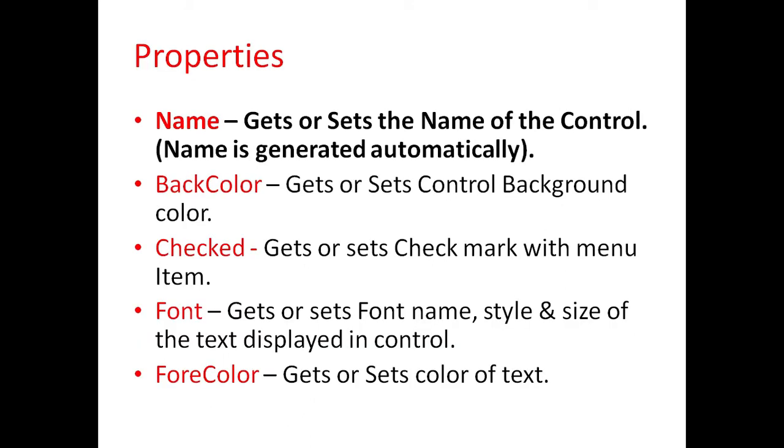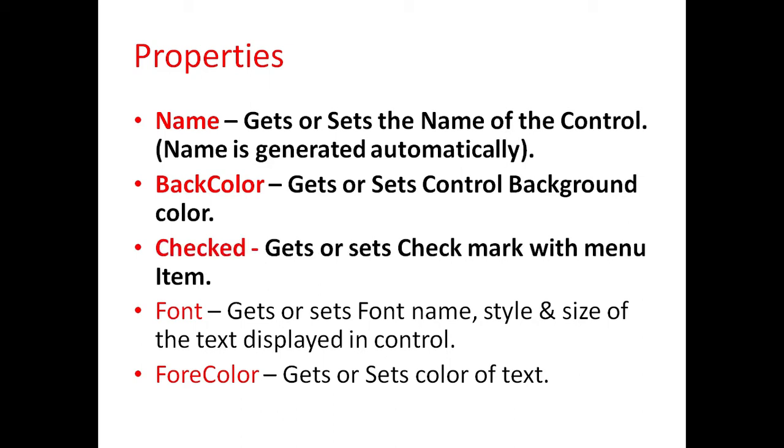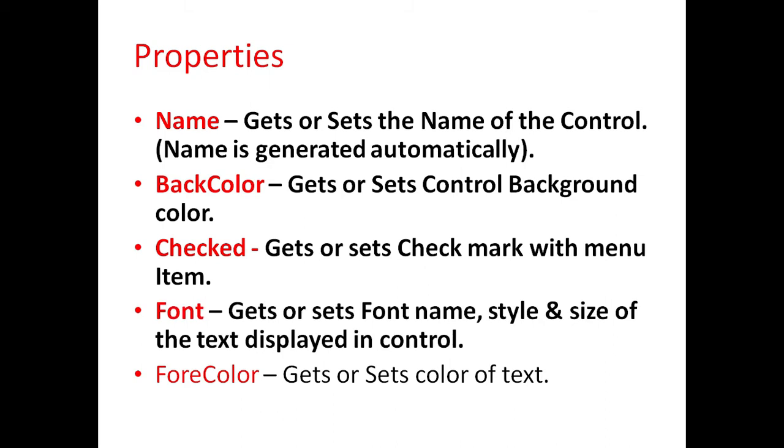Different properties for menu items are: first is name, which is used to get or set the name of the control. Name for the menu item is generated automatically. Back color property is used to get or set the control's background color. Check property is used to get or set checkmark with the menu item. Font property is used to get or set the font name, style and size of the text displayed in control.